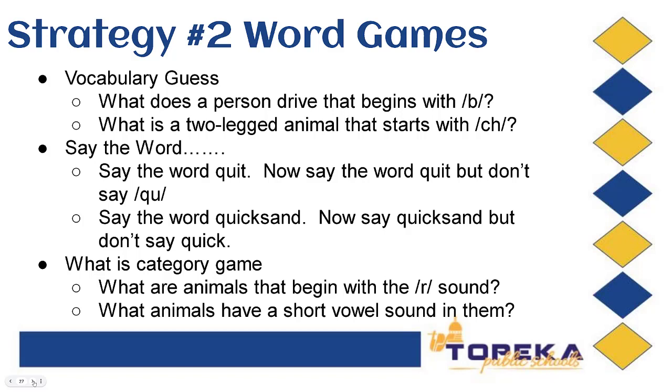Rat, hen, bat, cat. And so notice in the category game, it's more open-ended, whereas in the vocabulary guess, we're a little more limited. What does a person drive with B? We have bike and bus. But notice in the category game, lots of students could give answers. So you could have each student think of an answer and share that with the class, for example. So vocabulary guess is just a little bit narrower.